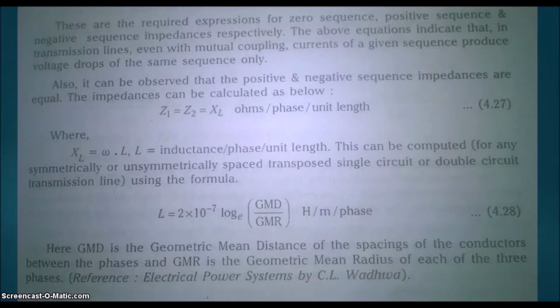It can be observed that Z1 and Z2 are equal, and it can be calculated with the formula L equals 2 into 10 power minus 7 times log to the base e of GMD by GMR, where GMD is the geometric mean distance of the spacing of the conductors between the phases and GMR is the geometric mean radius of each of the three phases.